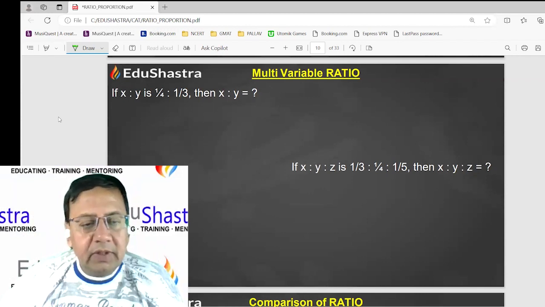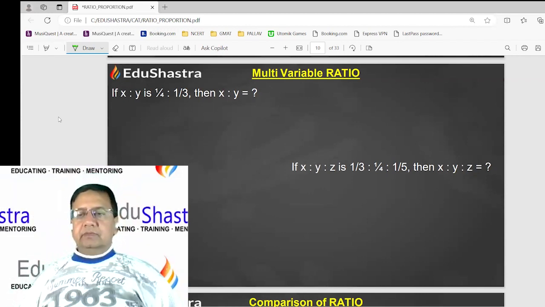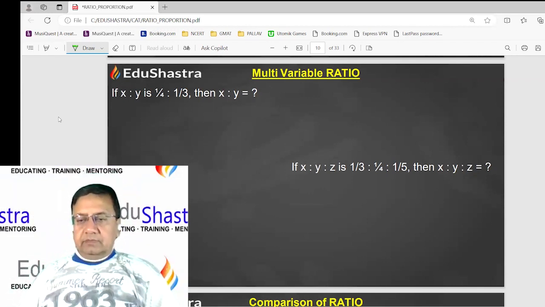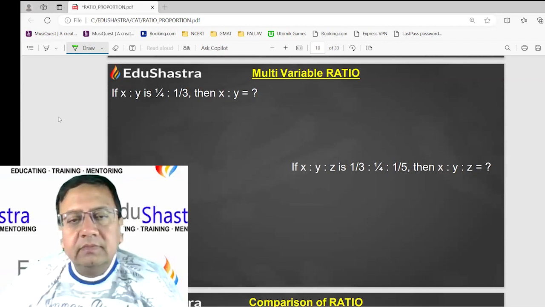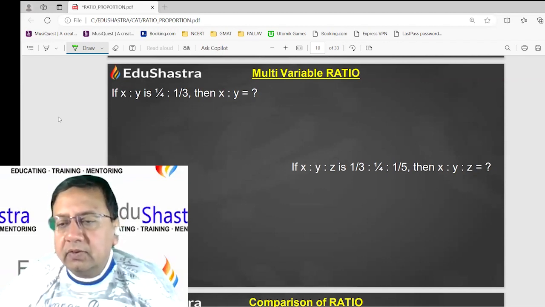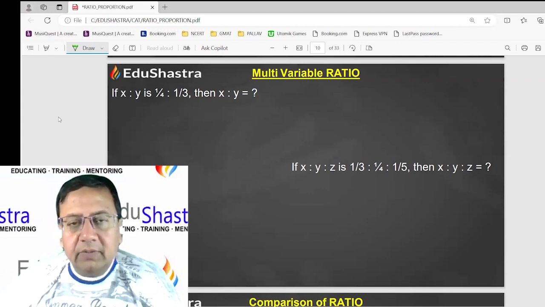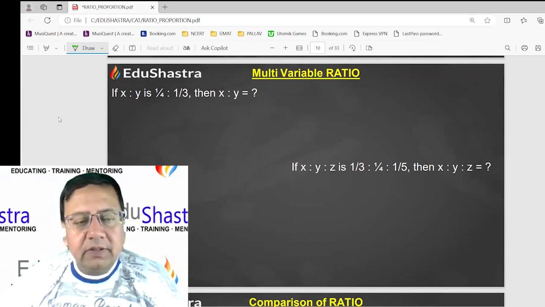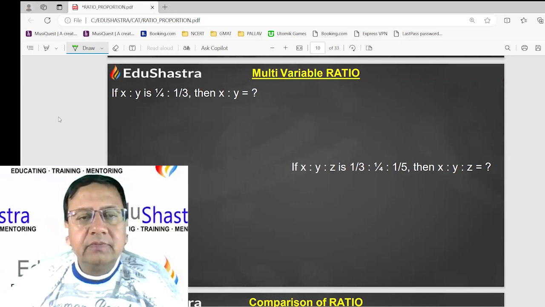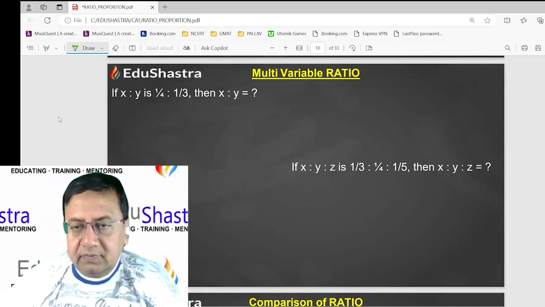Hello, Kuntal, can you unmute yourself? Yes, sir. So how is this 3 is to 4? So it's the reciprocal, right? So we just divide it, and 3 goes up and 4 comes down.